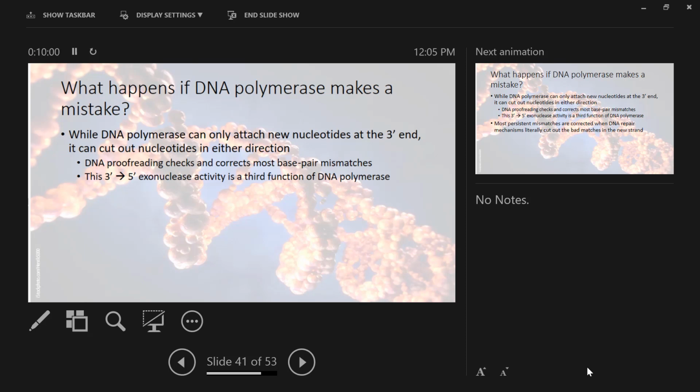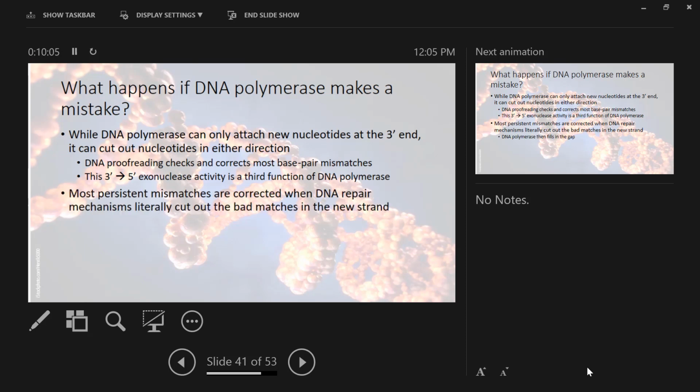Yeah. And then here's the answer to your question, Dylan. Most of these persistent mismatches that DNA polymerase didn't fix are actually corrected by mechanisms that go in, literally cut out the wrong base, and then DNA polymerase will come back in and fix its mistake. Okay. So DNA polymerase still has to work even if it didn't catch its own mistake. It's got to come back and fix its mistake at some point.